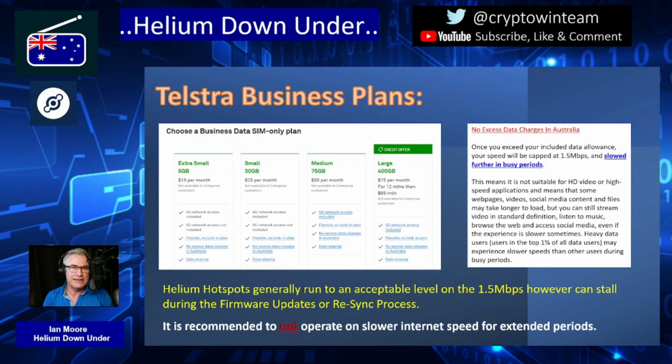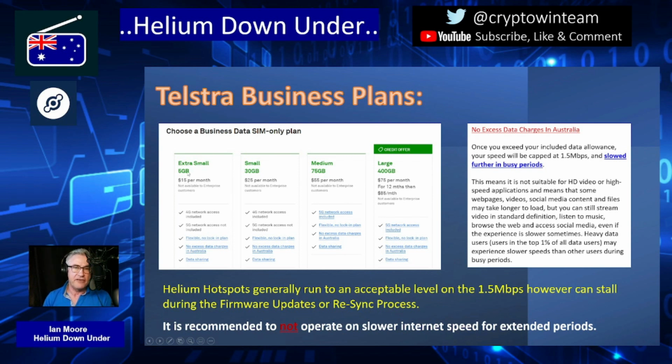Well, it really does depend a lot on what the blockchain's doing. I'm just going to throw a figure out there based on a rough average: around 75 gigs is what you're probably going to need to use per month for a hotspot to run at full speed. But if you have a look down here, it does say no excess data charges in Australia, and I've reinforced that over here, which means that you could operate on a $15 per month 5 gigabyte plan.